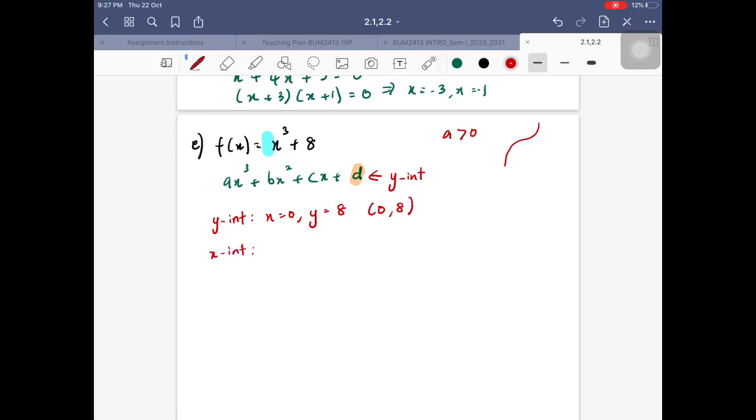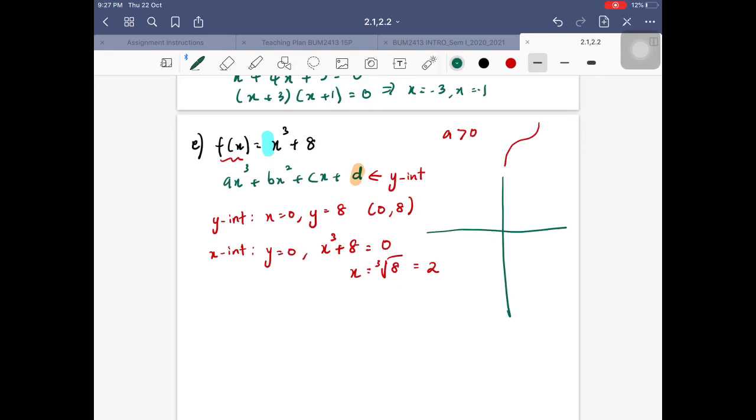And then the x-intercept is going to be the value of x when y is equal to 0. So meaning that you set the whole thing equal to 0. This is our y. So I'm going to have x cubed plus 8 is equal to 0. So x is going to equal the cube root of negative 8. That is going to equal a value of negative 2. So now let's start sketching this.